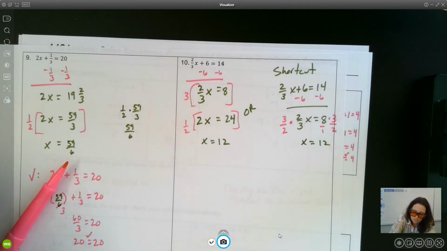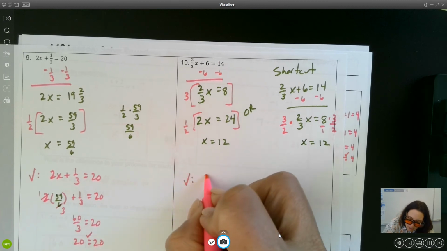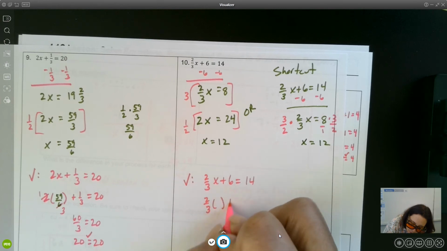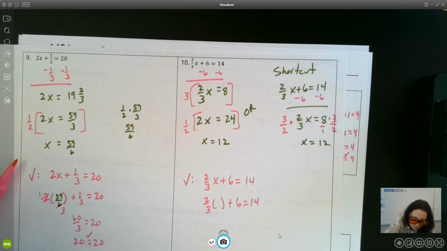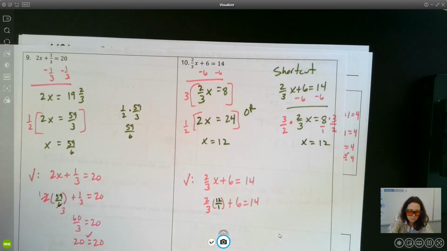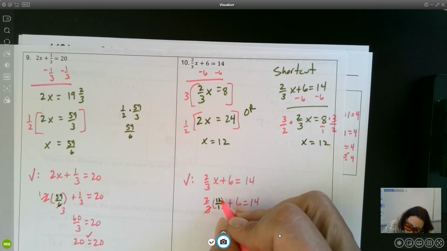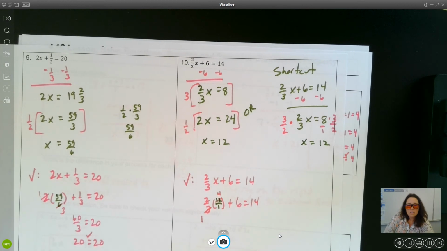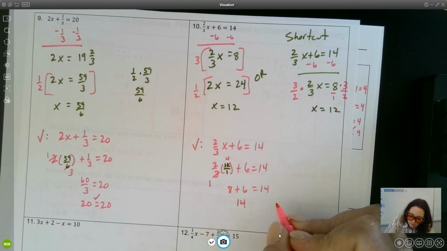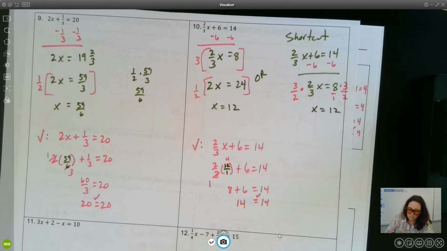All right, let's do the check. 2/3 x plus 6 equal 14. 2/3 parentheses plus 6 equal 14. I'm putting a 12 in the parentheses. I'm going to put a 12/1. Doesn't this 3 and 12 go 1 and 4 times? Do you see 8/1 plus 6? 8 plus 6 is 14. 14 equal 14.